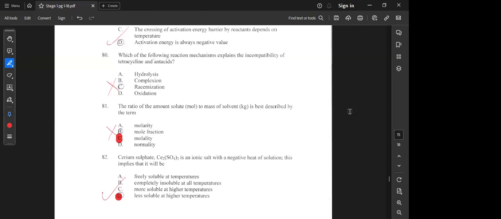Okay, moving on. Which of the following reaction mechanisms explains the incompatibility of tetracycline and antacid? Hydrolysis, complexation, or just a bit.